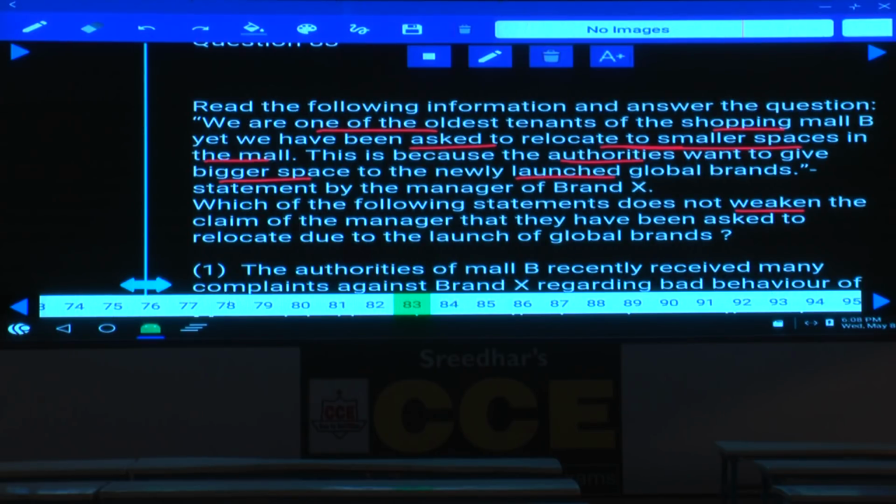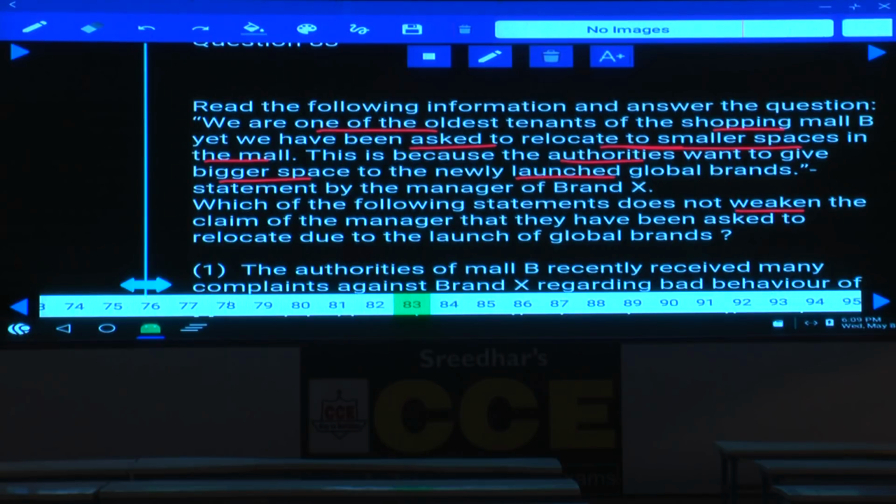Now these persons, the reason clearly cited. What is the claim here? Now in order to give this bigger shop to the global brands, they are forcing us to move to the smaller shops. ఈ గ్లోబల్ బ్రాండ్స్ ఏవైతే లాంచ్ అవుతున్నాయో వాళ్ళకి పెద్ద షాపులు ఇవ్వడానికి మమ్మల్ని ఫోర్స్‌ఫుల్‌గా చిన్న షాప్‌కి వెళ్ళిపొమ్మంటున్నారని వాళ్ళ క్లెయిమ్. Isn't it? Now we have to check out does not weaken.